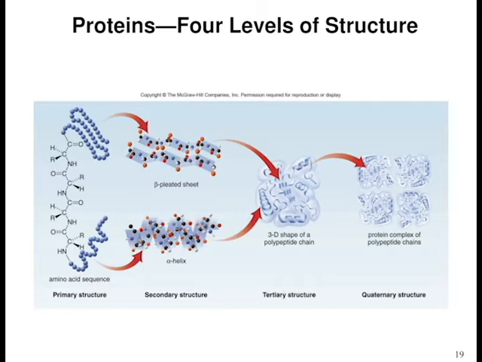Each subunit contains 1 heme group. The heme group is the site that binds to oxygen. So there are 4 heme groups in 1 hemoglobin molecule, or you can say 1 hemoglobin molecule can bind to 4 molecules of oxygen. That's why it's a very efficient oxygen transport protein, transporting oxygen to the cells. So the last level is the quaternary structure. This is a subunit of myoglobin.